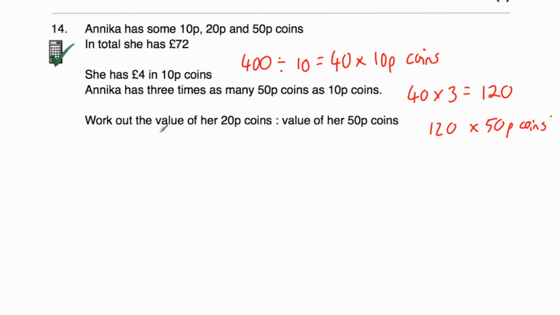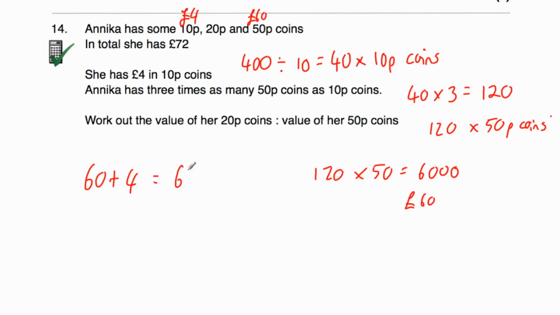And then the question asks us to work out the ratio of the value of her 20p coins and the value of her 50p coins. So we know how many 10p coins she's got. She's got 40 of them, and they're worth £4. She's got 120 50p coins. Let's work out their value. So 120 multiplied by 50 is equal to 6,000 pence, or that in pounds is £60. So she's got £60 in 50p's. She's got £4 in 10p's. Let's work out how much money she's got in 20p's. So 60 plus 4, that's £64 in total in 10p's and 50p's. She's got £72 in total, so 72 take away 64 is equal to £8. So that means she's got £8 in 20p's.